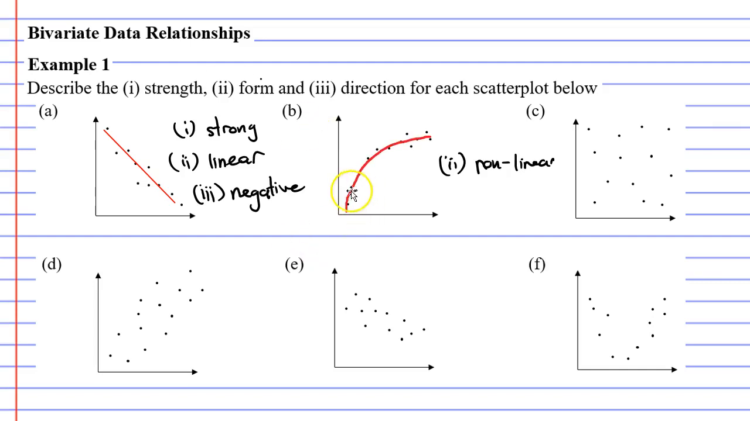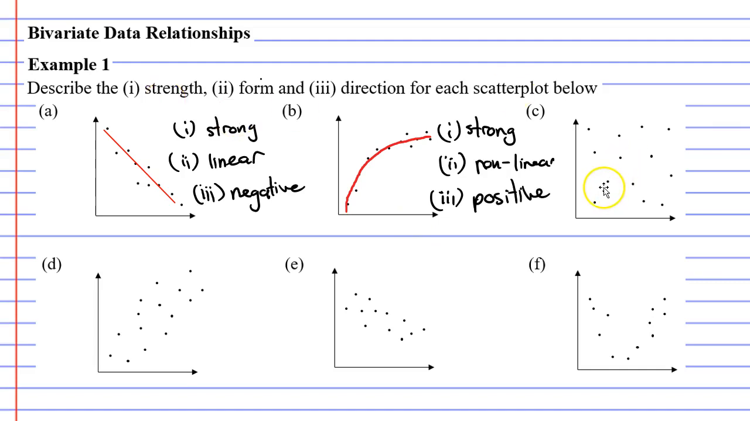We can still see that all the points are quite close to the curve that I've drawn. So I would say that this has a strong relationship. And finally, the direction, it's going up as we move to the right. So we're going to say that it has a positive direction.